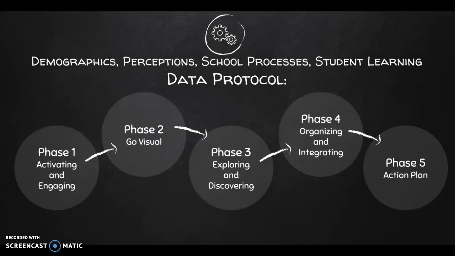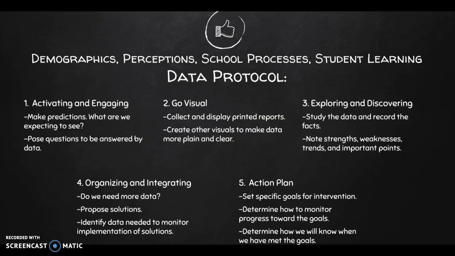On my Data Protocol graphic, I have 5 phases listed. It starts with activating and engaging, moves to Go Visual, then to exploring and discovering, followed by organizing and integrating, and ending with the action plan. At the top of my Data Protocol, I've listed the 4 types of data to emphasize each one's importance. On the second page of my graphic, we dig a little deeper into the data protocol.